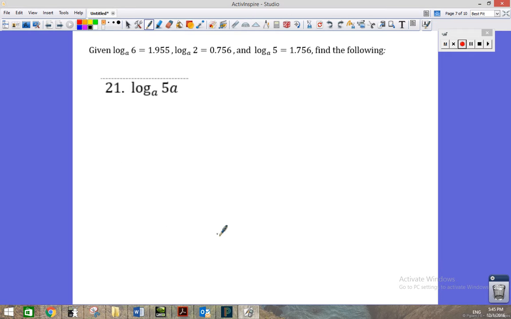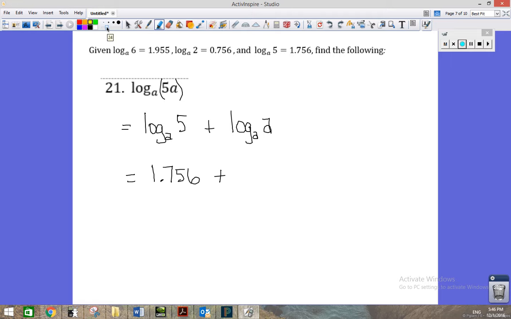Alright, so let's see. So again, here we have multiplication, and we can rewrite this as the sum of two logs. I can break this apart and say that I have log base a of 5 plus log base a of a. Now, they tell me that log base a of 5 is 1.756, but they don't tell me what log base a of a is. They expect me to recognize what it is. And it's not hard if you look at it right.